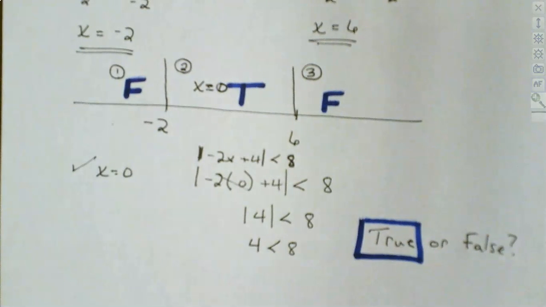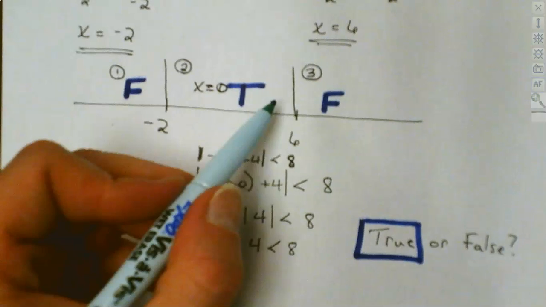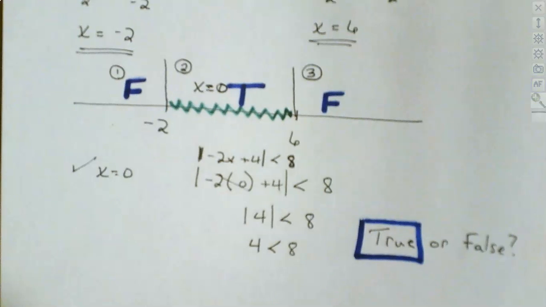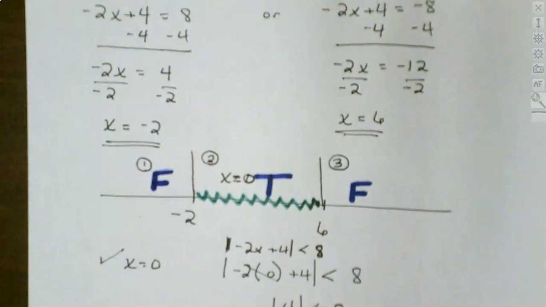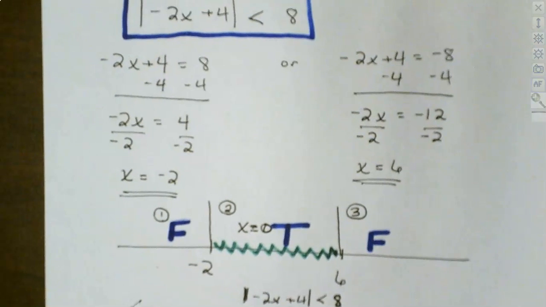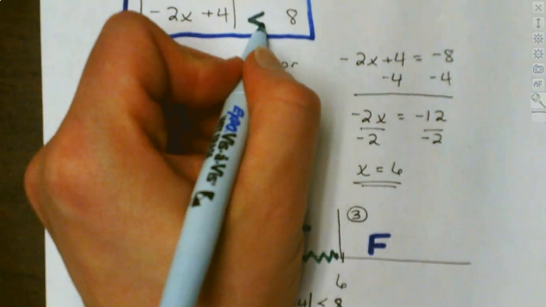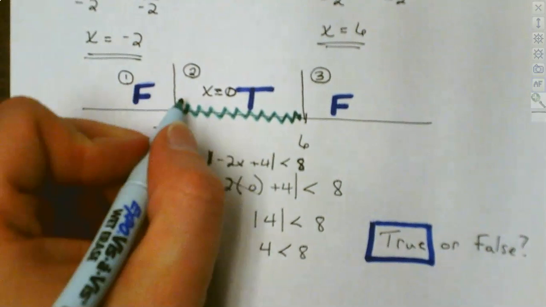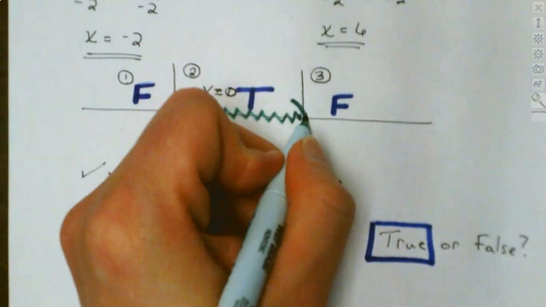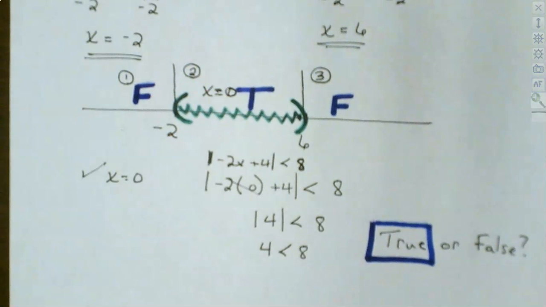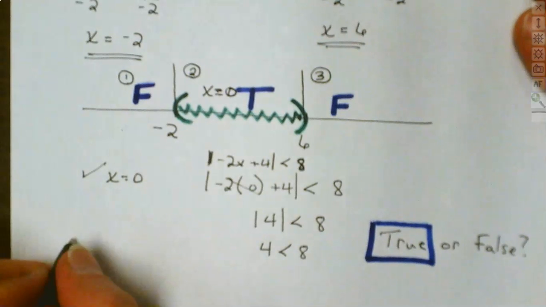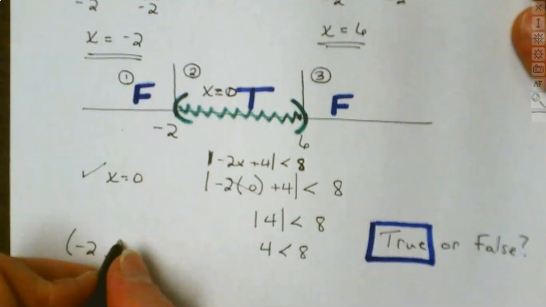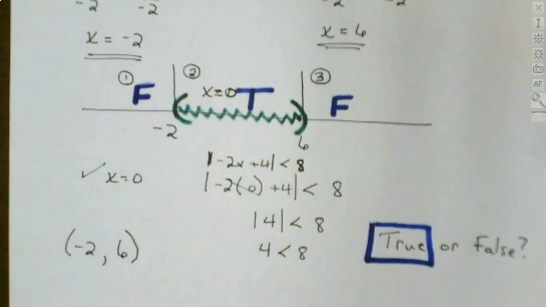Now, where do we shade? We shade the true part, which is right here in the middle. Are we going to be using brackets or parentheses? Let's go back up and look. This is strictly less than. So what does that mean we're going to be using here? Parentheses. Okay, and then what does my answer look like in terms of interval notation? Well, my final answer would be -2 with parentheses, comma 6 with parentheses.